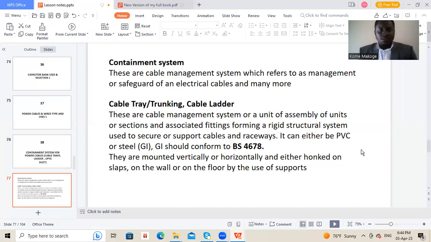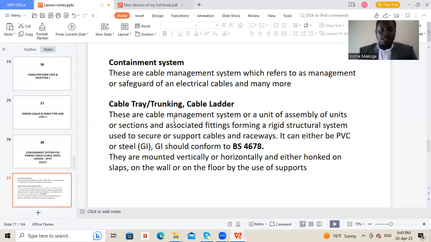Containment systems are cable management systems, which refers to the management or safeguarding of electrical cables and many more. When I talk of many more, I'm talking of different types of cables. It could be fiber optic cables, but since we are limiting ourselves, I stopped at the electrical cables. The next topic is going to be the cable tray, trunkings and cable ladder.